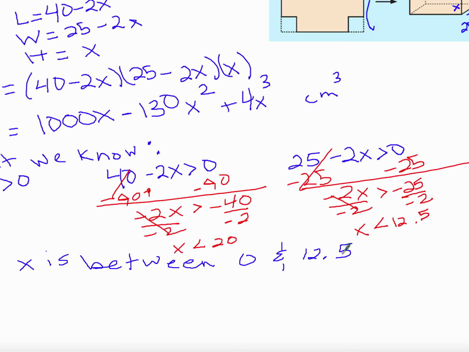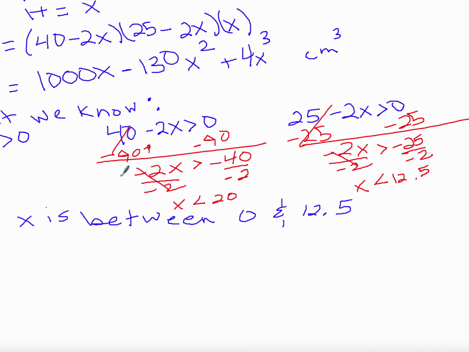All right. So let's go ahead and calculate that rate of change, how it's changing depending on how big our x value is or how little. So I'm going to take dV/dx, the first derivative of our volume equation, and that's going to give me, let's see, the derivative of 1000x is 1000. The derivative of 130x squared is 260x, minus sign. And the derivative of 4x cubed is 12x squared.